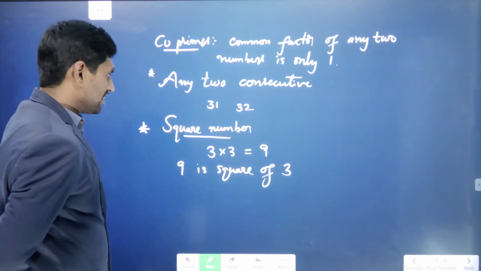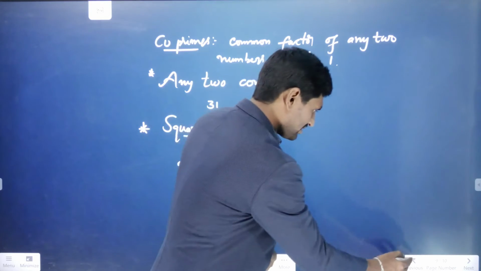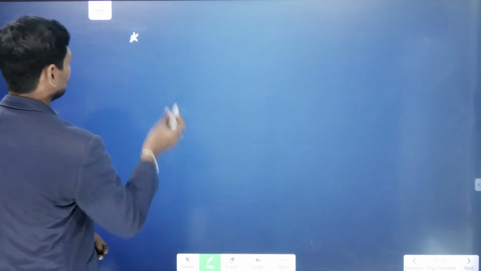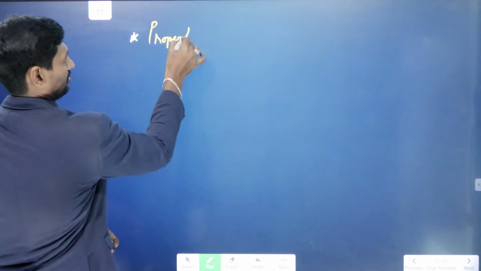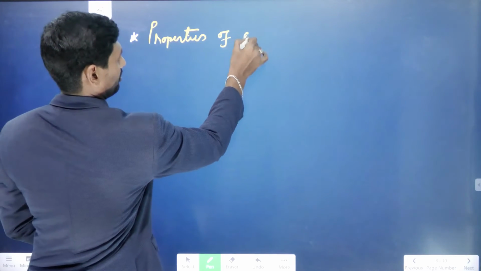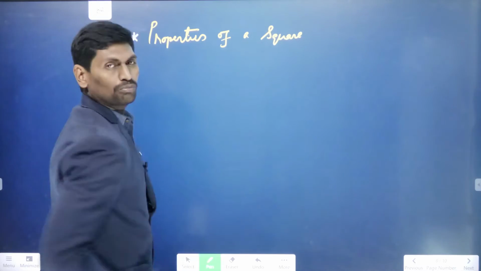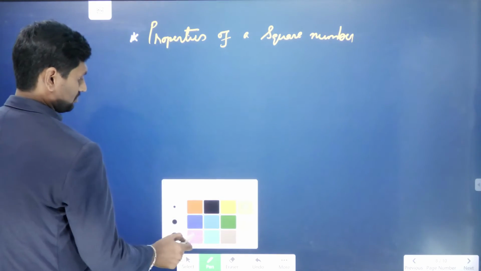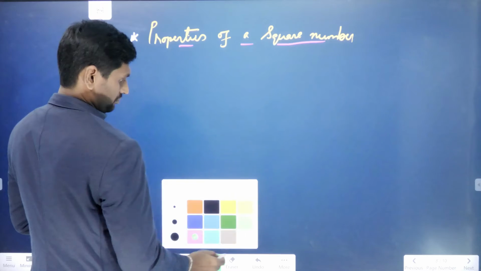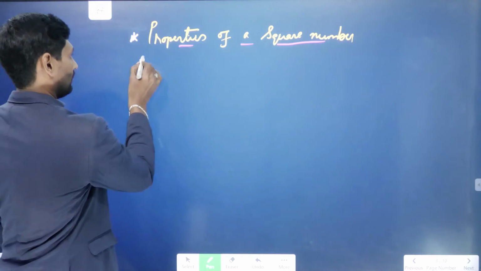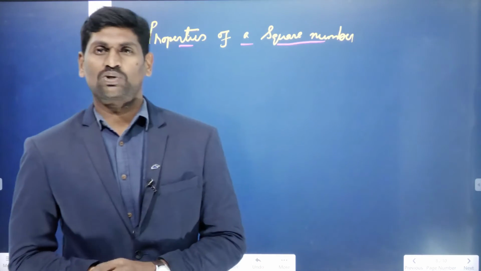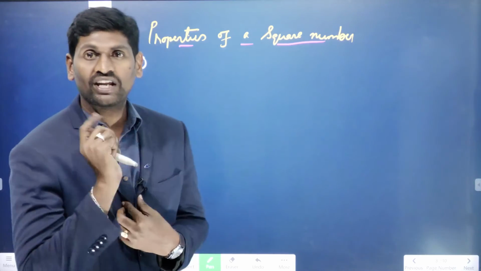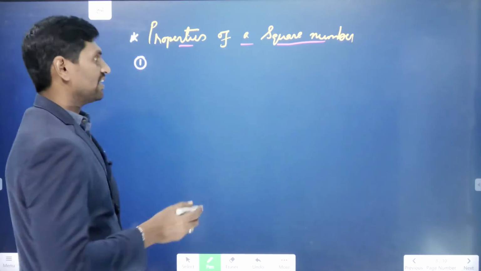For square numbers, let us see some properties. Properties of a square number. It's not a geometrical shape, it is a square number. First property: take any square number, the square number never ends with the digits 2, 3, 7, 8.